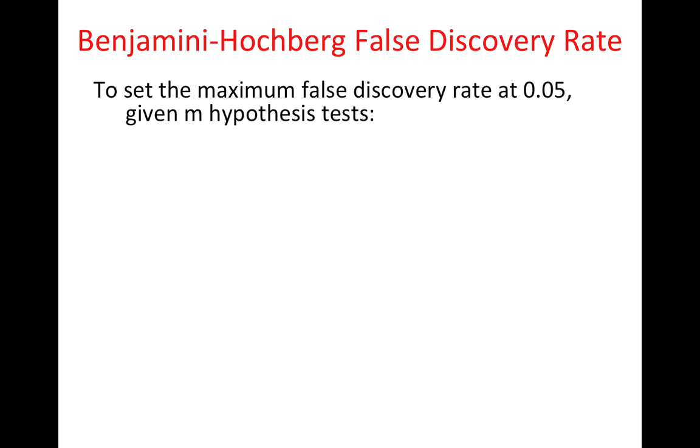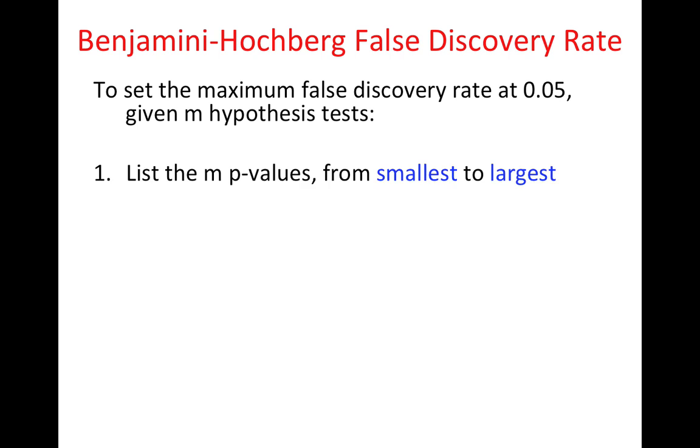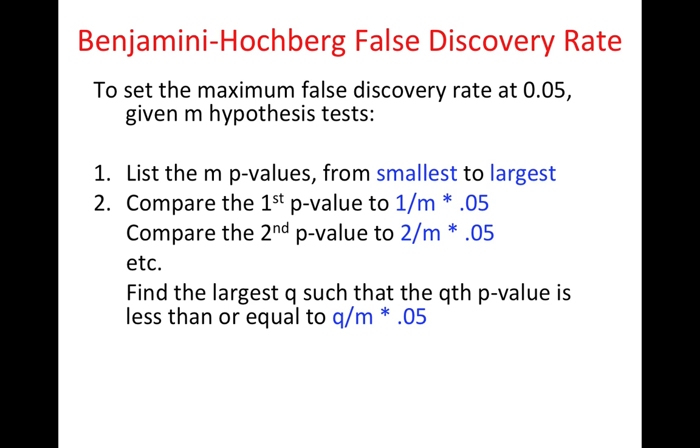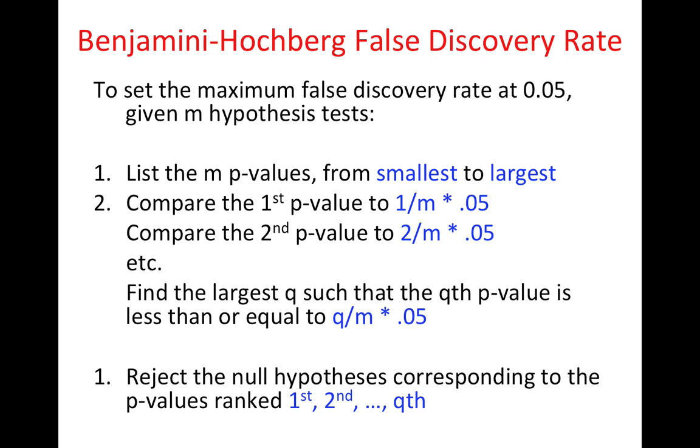So again, to walk through these steps, to set the maximum false discovery rate at 0.05, if we have M hypothesis tests, we were using K when we talked about Bonferroni. For Benjamini-Hochberg, it's traditional to use the letter M. List the M p-values from smallest to largest. Compare the first p-value to 1 over M times 0.05, the second one to 2 over M times 0.05, etc. And then find the largest value such that that ranked p-value is less than or equal to the cutoff, just as we showed on the previous slide. And reject the null hypotheses for all the p-values up to that point.